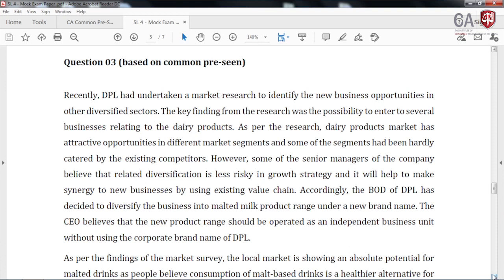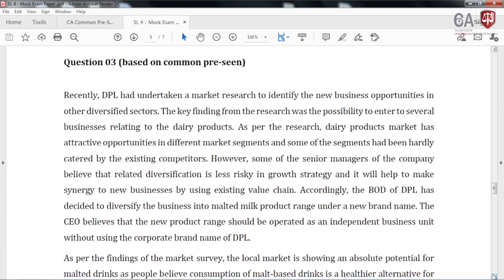They have started to conduct a research. The key finding from the research was the possibility to enter several businesses relating to dairy products. As per the research, the dairy product market has attractive opportunities in different market segments, and some of the segments had been hardly catered to by the existing competitors. There are some market segments which are not served by anyone. However, some of the senior managers of the company believe that related diversification is a less risky growth strategy, and it will help to create synergy in the new business by using the existing value chain. Yes, related diversification will be less risky.